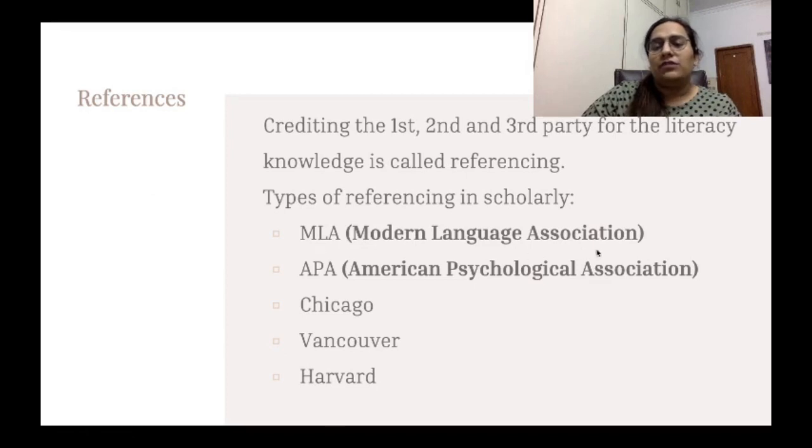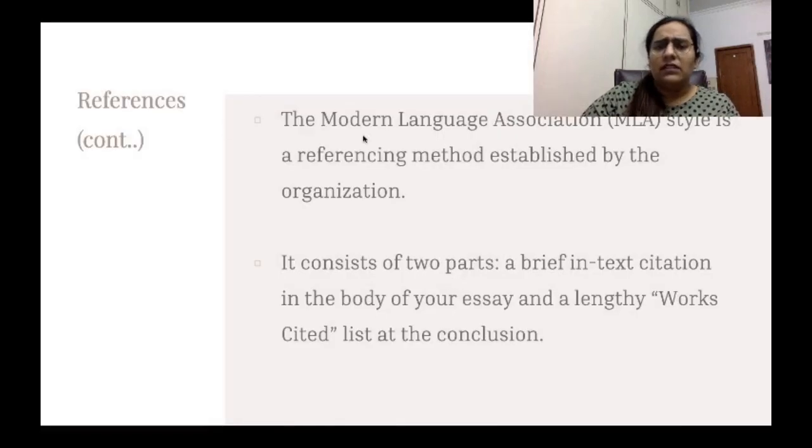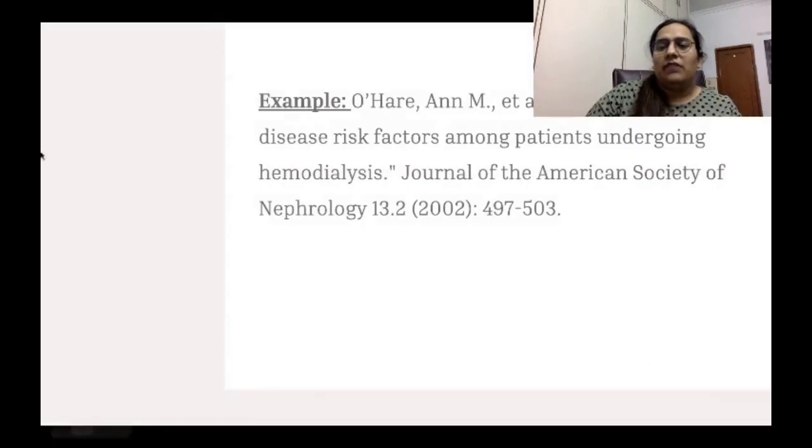MLA is the Modern Language Association. APA is the American Psychological Association. Chicago, Vancouver, and Harvard. Let's understand one by one what exactly these are. MLA is a referencing method established by an organization, and it consists of a brief in-text citation in the body of your essay and a lengthy works cited list. Here the surname comes first, then the name initials, et al.